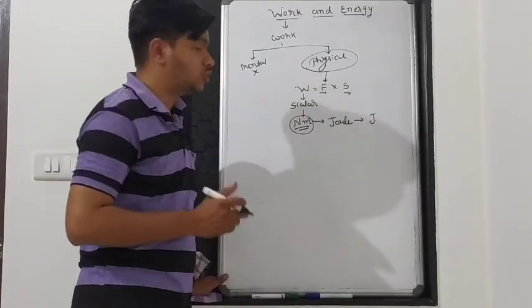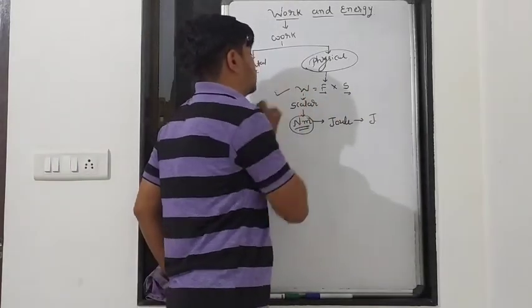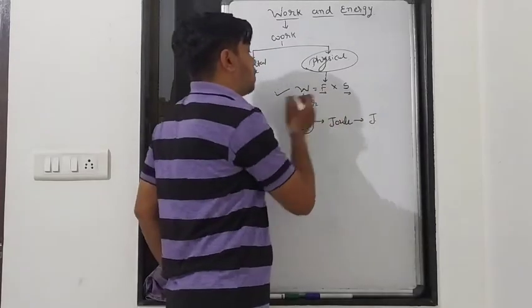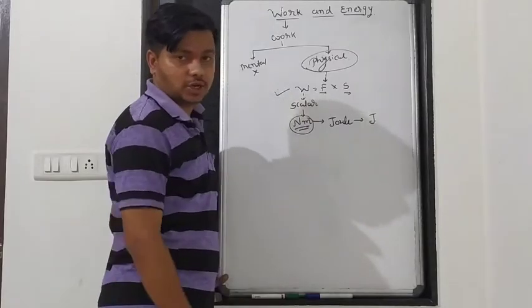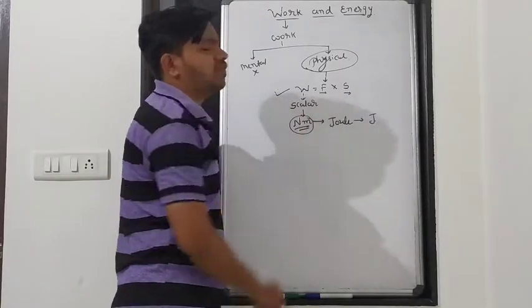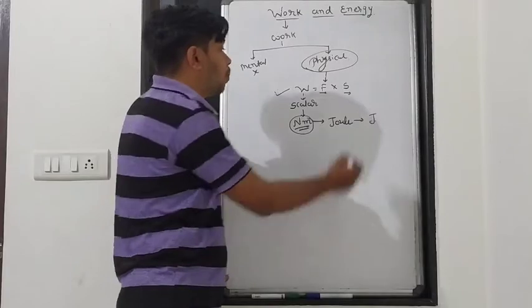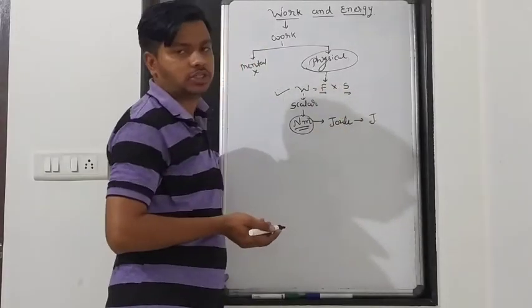Not only that, we have also seen when the work is zero. If the force applied on the object is zero, then the work is zero. If the displacement is zero, then the work is zero. And if both are zero, then the work is zero.